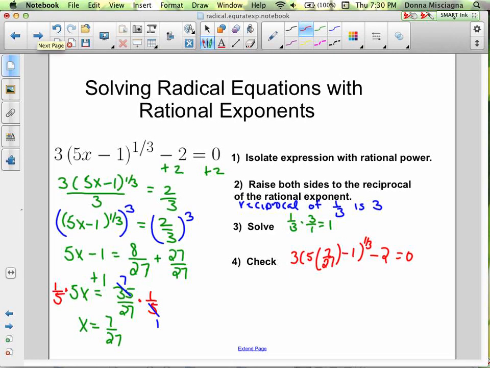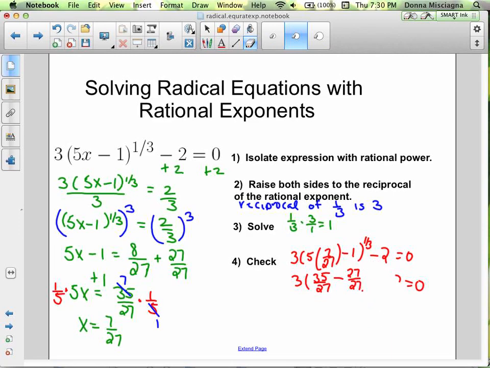Okay, and so now let's simplify. So we've got 3 times, right, so 5 times 7/27ths, that's 35/27ths. Let's change the 1 to 27/27ths. That's all raised to the 1/3 power. Then minus 2 equals 0. Let me fix that 1/3. That looks a little wonky. There we go. All right, so now we can combine our terms there.